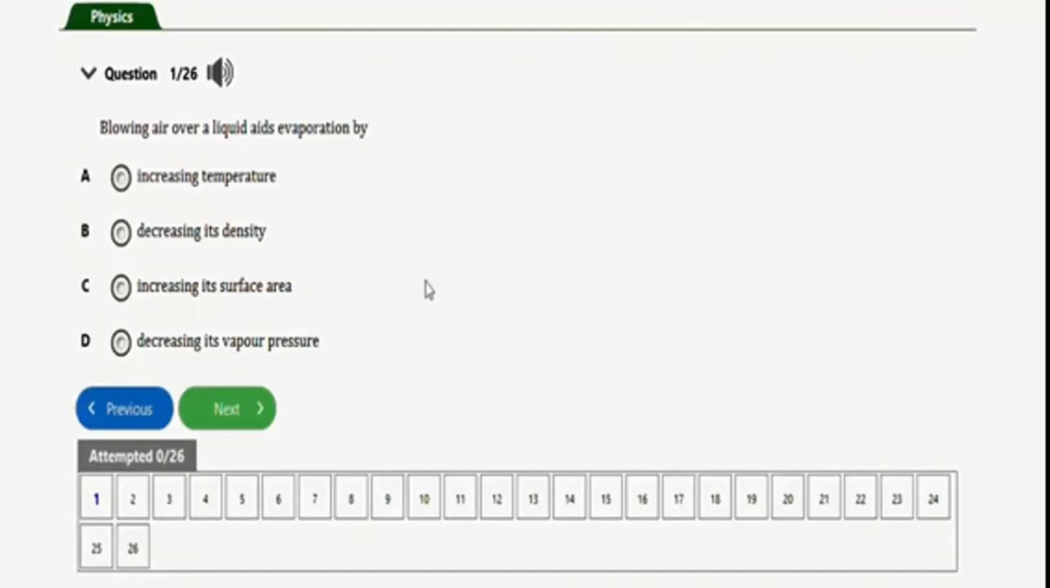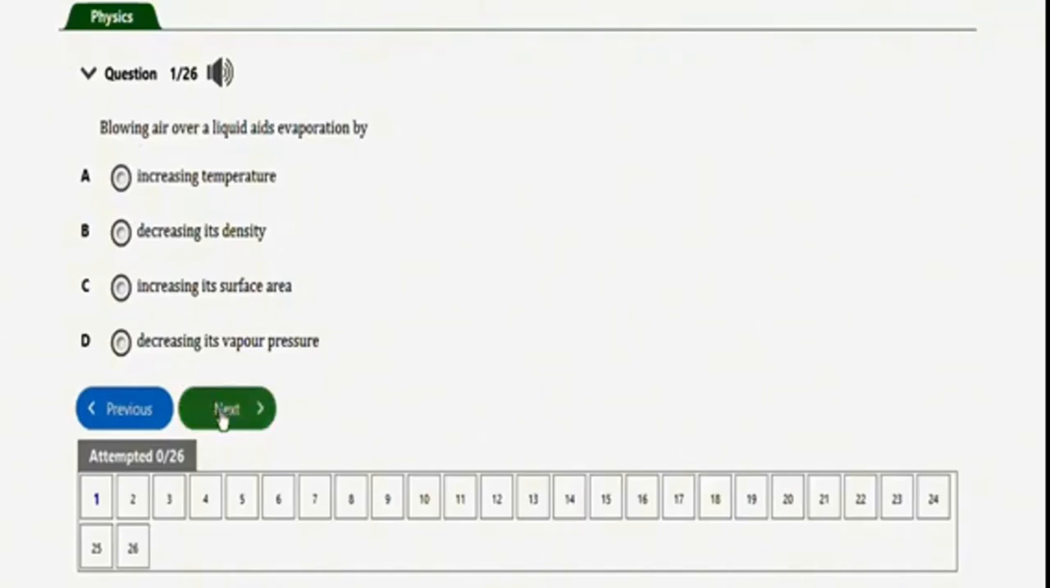The first question I have here says, blowing air over a liquid aids evaporation by increasing temperature, decreasing its density, increasing its surface area, decreasing its vapor pressure. So the correct option is option D, which is decreasing its vapor pressure.